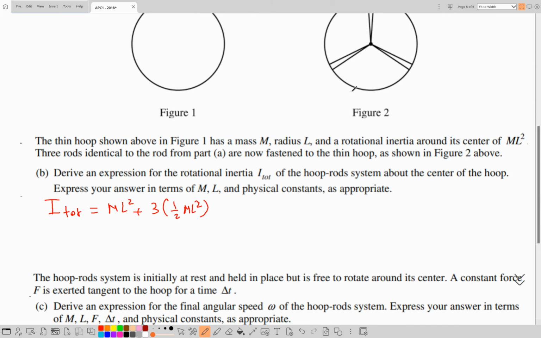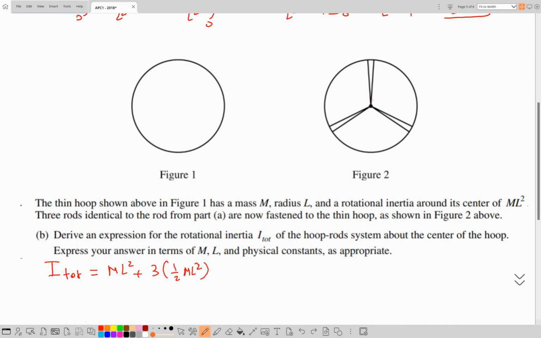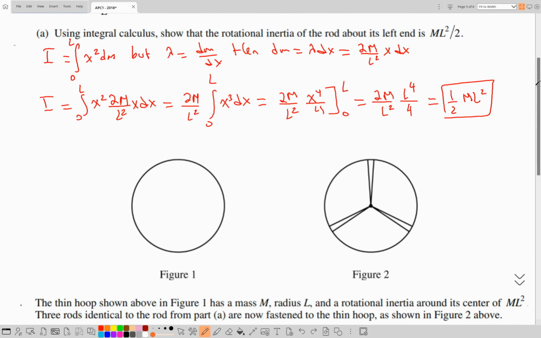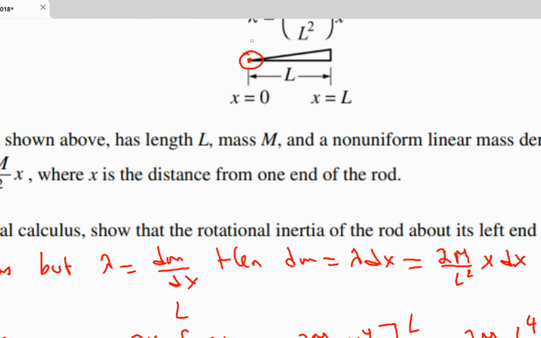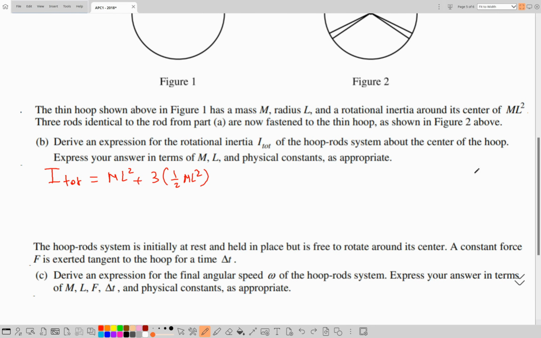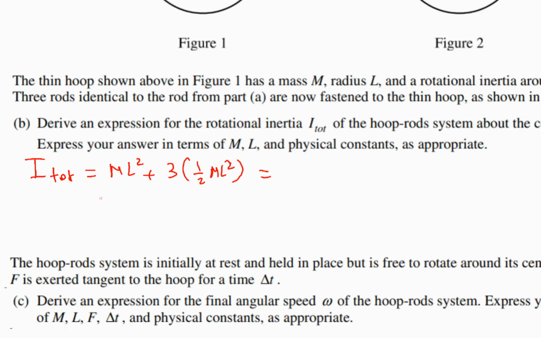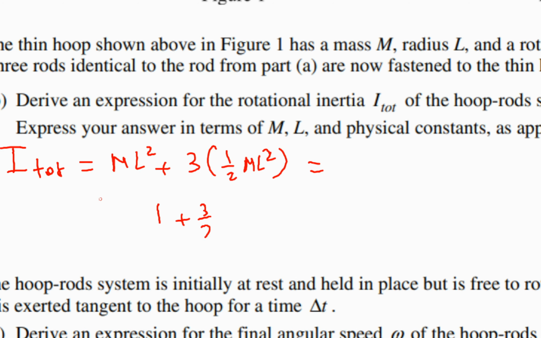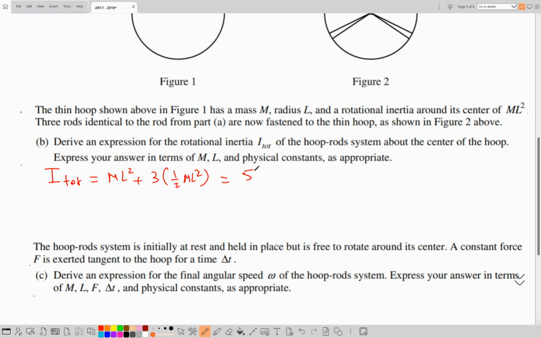and here we're determining the rotational inertia around this point, which is the center, and indeed we have determined it for the rod around this point. Then in this case, we have ML squared, we need to add 1 plus 3 over 2, that would be 5 over 2. Then it's given by 5 over 2 ML squared. And indeed our answer is expressed in terms of M and L.